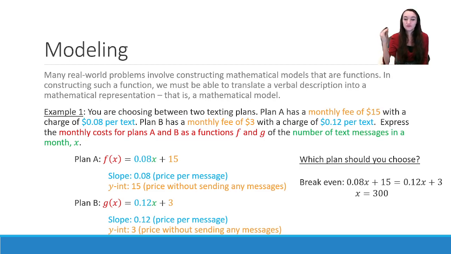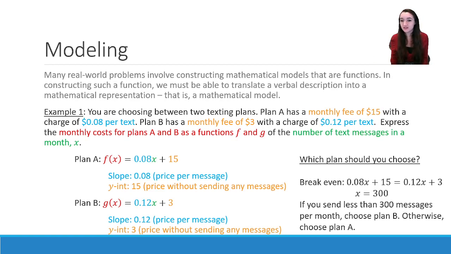But probably I'm not going to always send 300 texts. So the answer to this question is not going to be, oh, I like plan A better or I like plan B better. It's going to be based off of what my average number of text messages is or what I plan to do in the future. So if you send less than 300 messages in general, then you should choose plan B. Otherwise, choose plan A. That's a proper answer to this question.